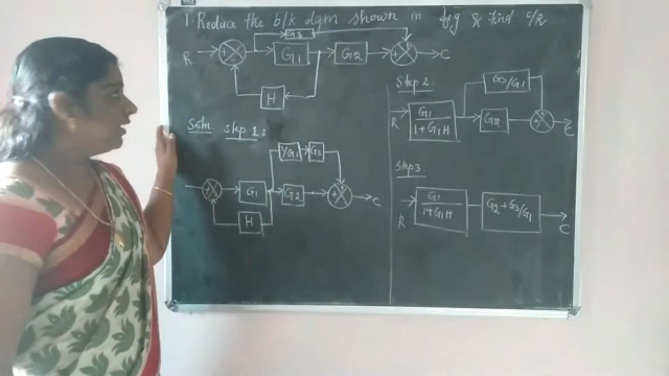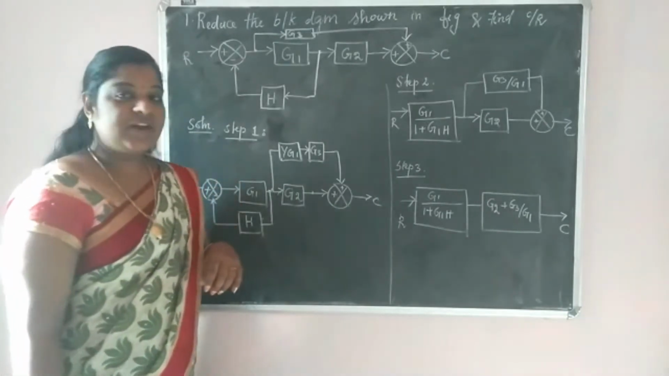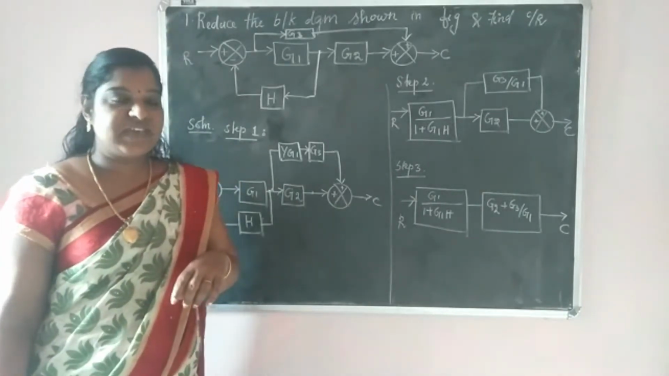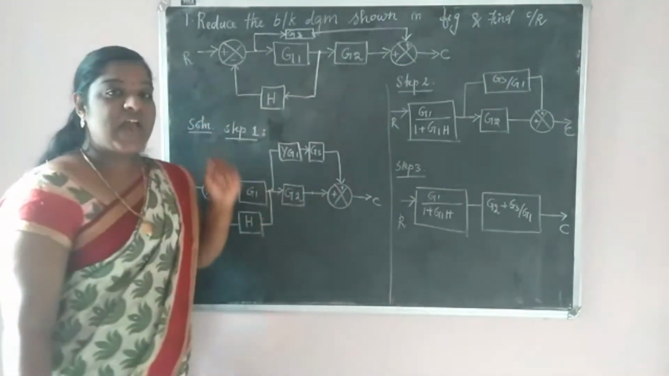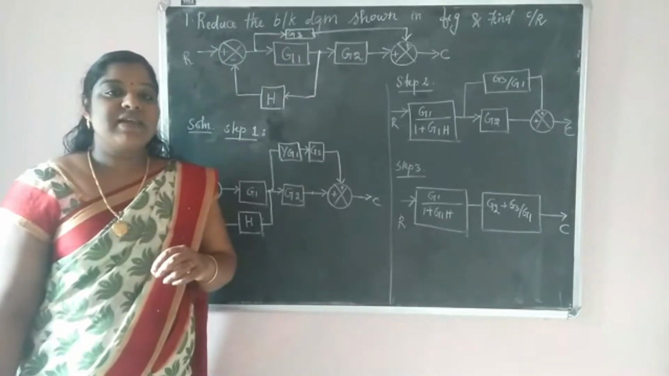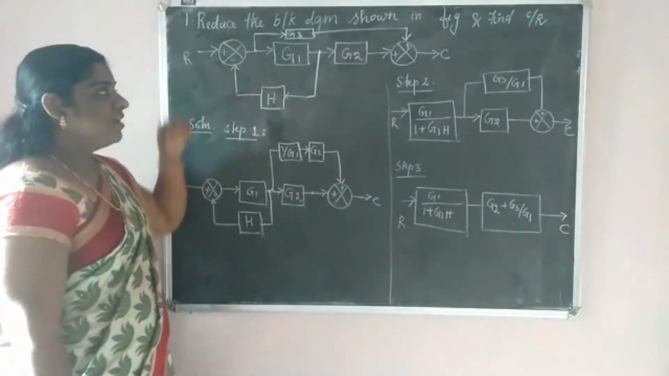First, we can see problem 1, that is, we are going to reduce the block diagram shown in the figure, and we have to find out the value of C by R. C is nothing but the output and R is the input. So we have to find out the relation between the output and the input. So this is the question.